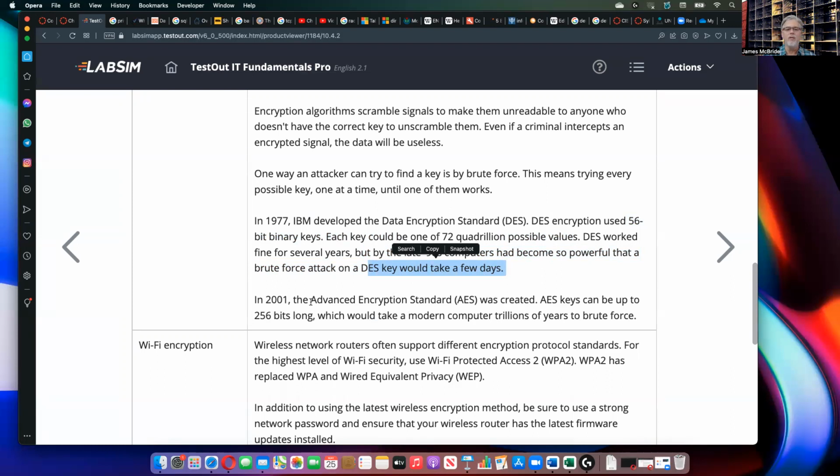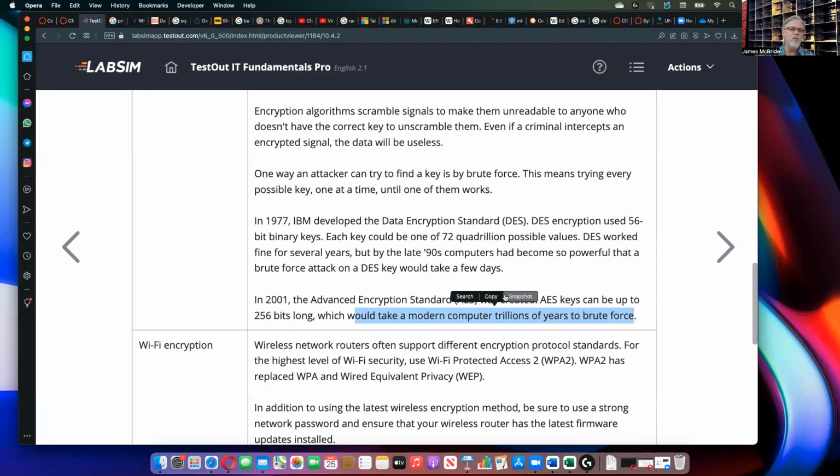So in 2001, they came out with Advanced Encryption Standard, AES encryption, and that can be up to 256 bits long. So understanding this 56-bit as opposed to 256-bit, you realize that's a lot more bits that we're dealing with, which would take a modern computer trillions of years to brute force.